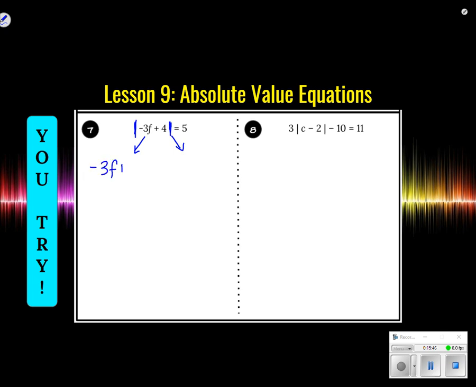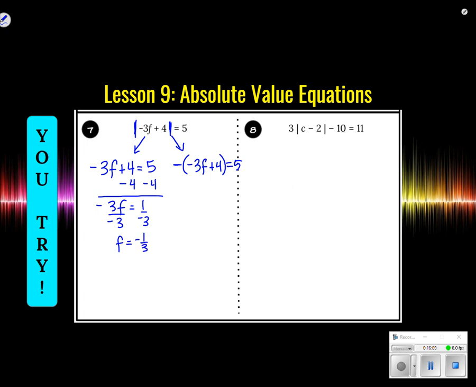Negative 3f plus 4 equals 5. And then over here we need a negative in front of our negative 3f plus 4 equals 5. All right, we're going to solve. So I'm going to subtract 4. So negative 3f equals 1. Divide by negative 3. So f equals negative 1/3.